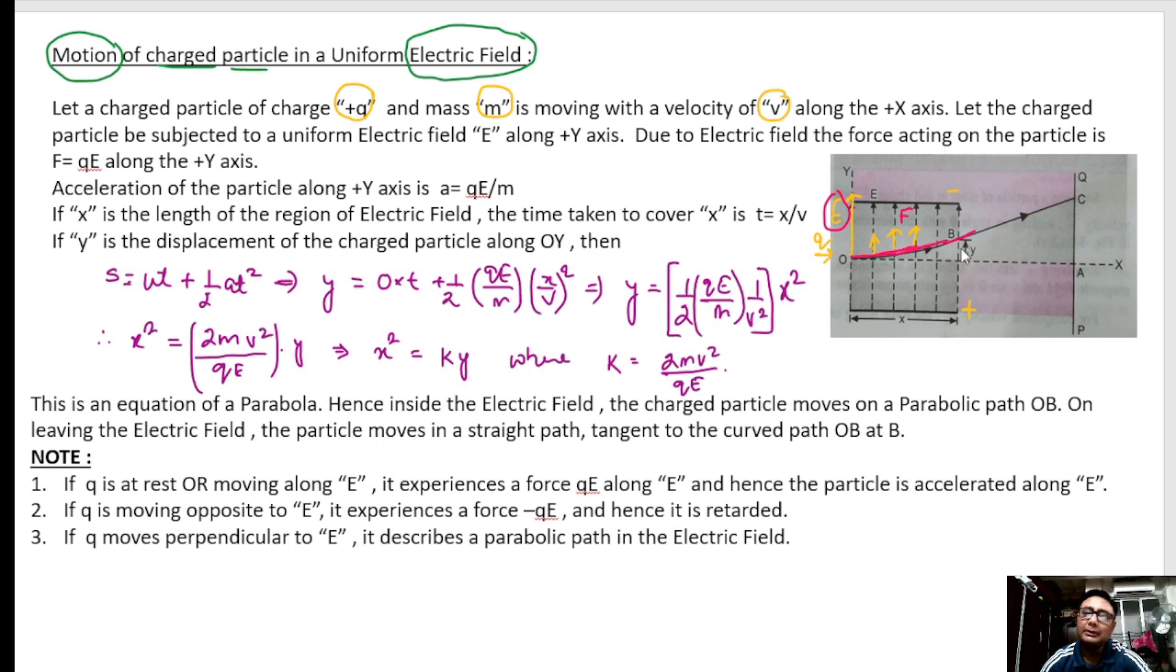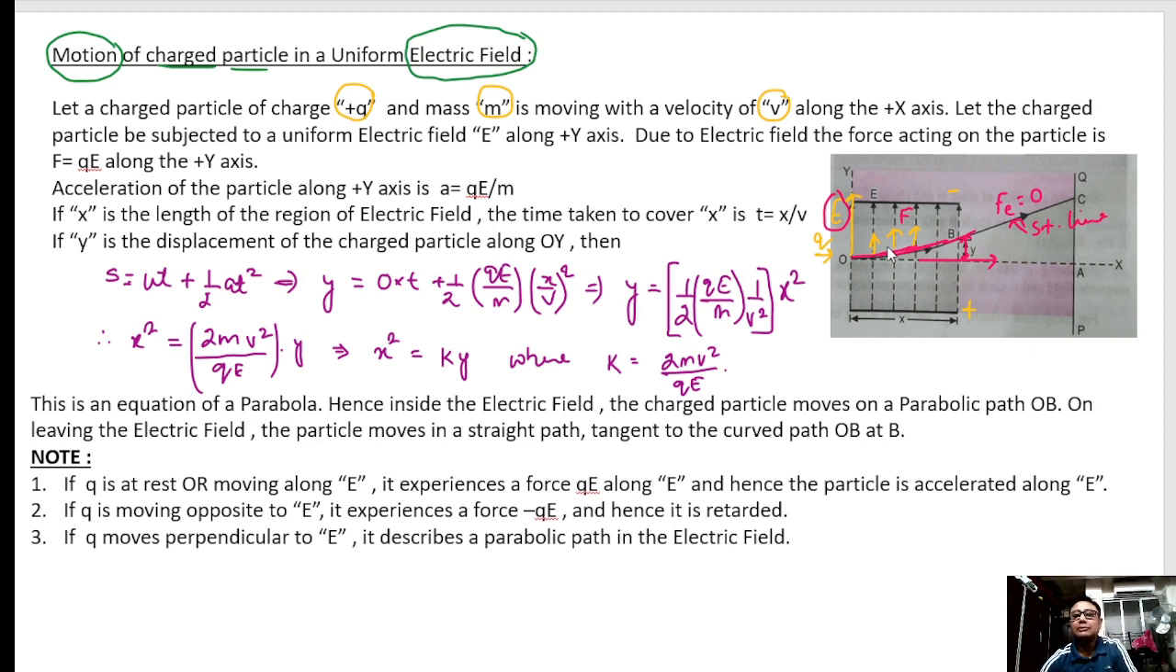As you can see, as long as the particle was in the electric field, this much is the deviation of the path of the particle from the original direction. This was the original direction of the particle. So the particle has deviated this much. Let it be y. Now the moment it comes outside the electric field, the electric force is again 0, and so the particle will follow a straight line.